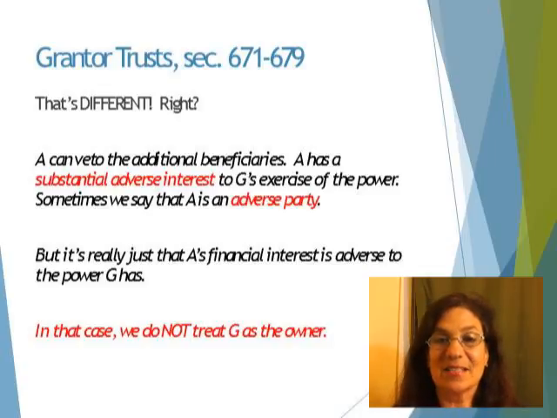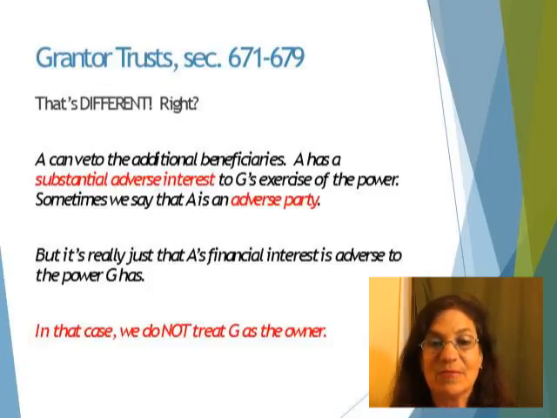A has a substantial adverse interest to G's exercise of the power. A has a reason to care whether G does this. And sometimes we say that A is an adverse party, but it's really A's interest that is adverse to George exercising this power. So in that case, we don't treat George as the owner.